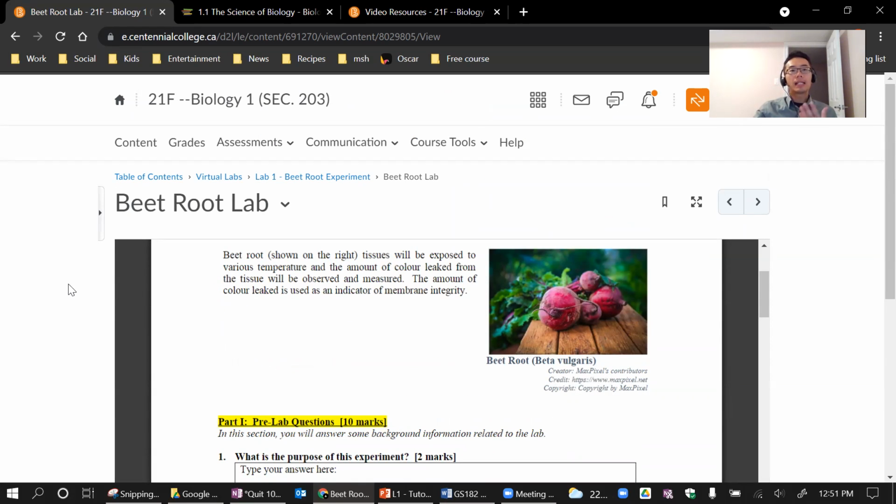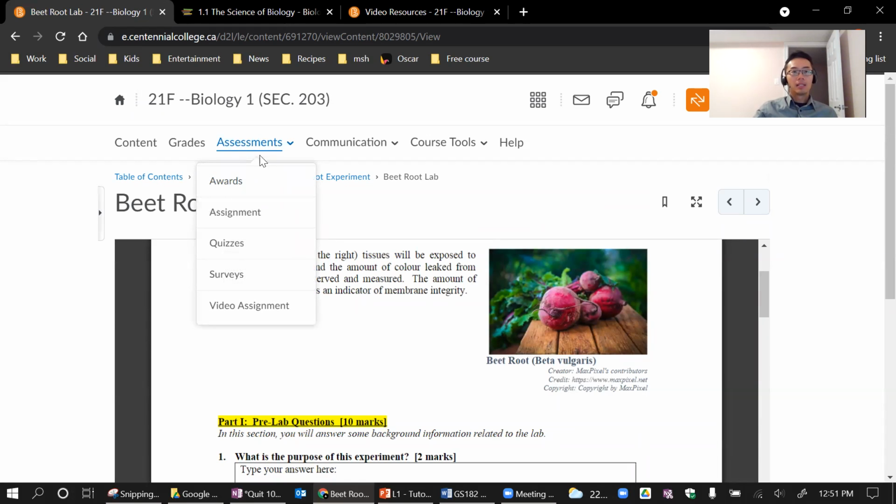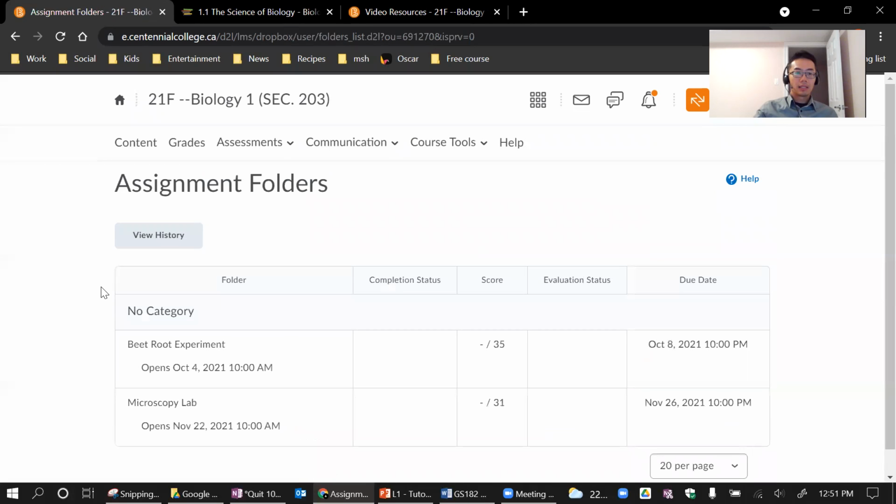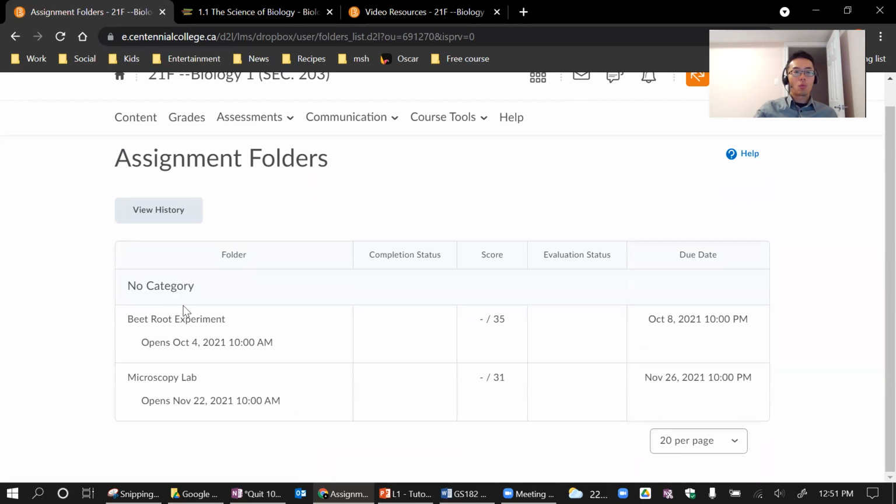Okay, so to hand in the labs, you want to go to assessment, assignment, and then you will see there are two folders. One folder for beetroot experiment, one folder for microscopy. They are not open yet. They will be open on the date that is shown here.